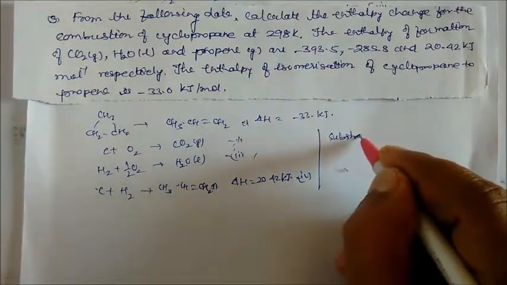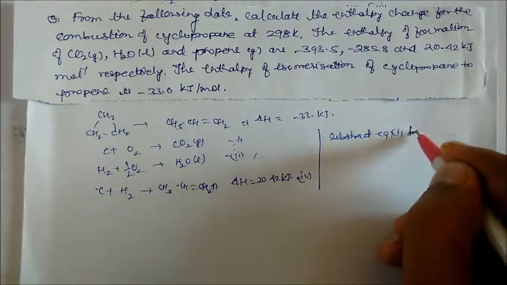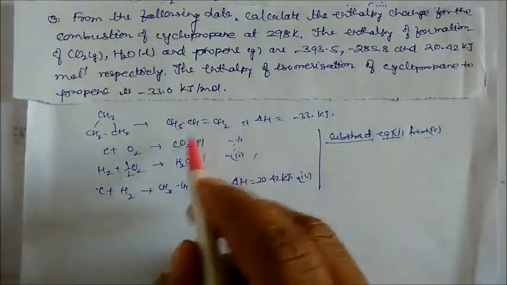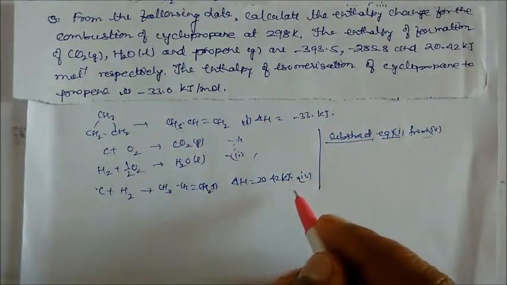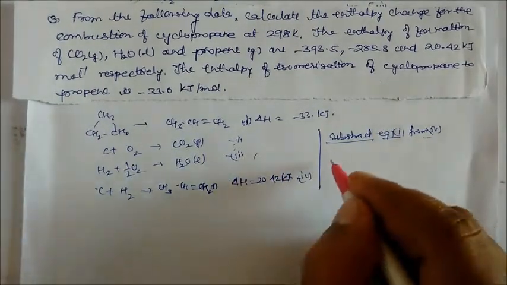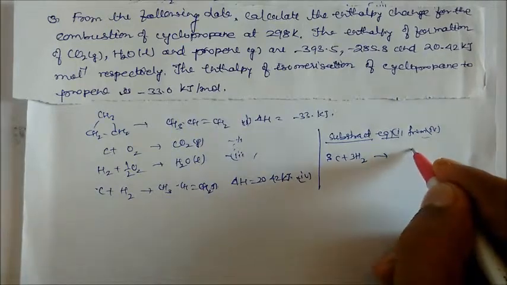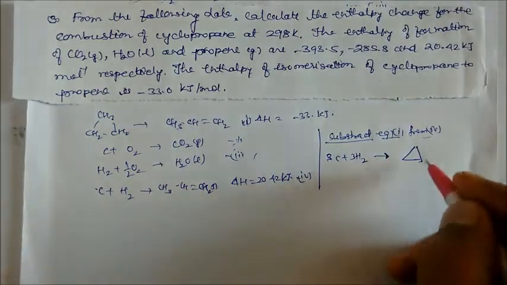to subtract equation 1 from 4. Okay, subtract equation 1 from 4. So equation number 1 is this one, and this is equation number 4. So if you subtract 4 minus 1, we will get here 3C plus 3H2 in terms of this formula.